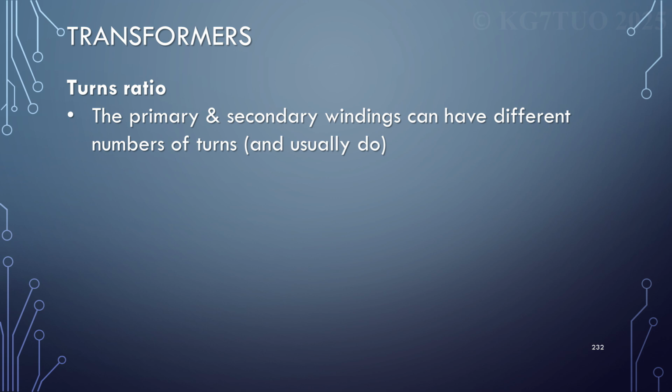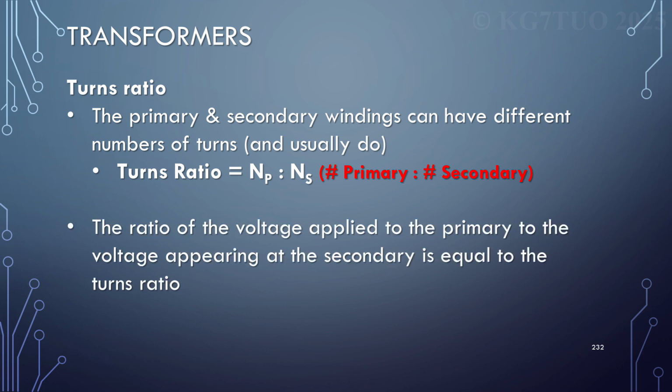And what that does is it changes what's coming out. If you've got 100 turns and 100 turns, you're getting the same thing coming out as you got going in, minus the inefficiencies. Turns ratio is the number primary and the number secondary. That's the ratio. The ratio of the voltage applied to the primary to the voltage appearing at the secondary is equal to the turns ratio. Oh, that makes things easy. Turns ratio is EP to ES, primary and secondary. Okay, and that's E as being the voltage.